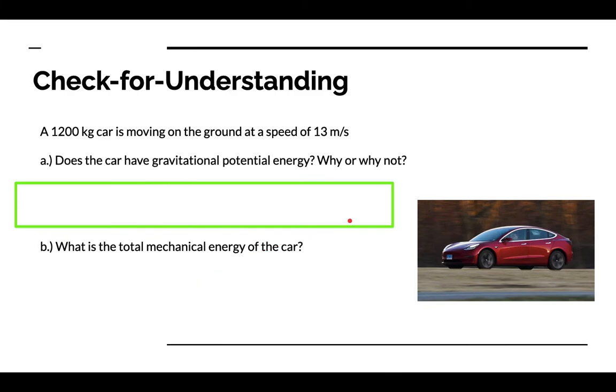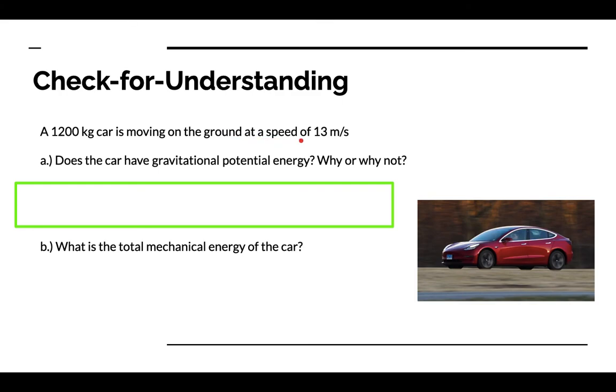So now let's do a check for understanding. A 1,200 kilogram car is moving on the ground at a speed of 13 meters per second. We ask A, does a car have gravitational potential energy? And we can assume that we're measuring from the ground. Some of the more astute people in the class might notice that we could choose to measure our heights from different objects, and that the potential energy in this case would depend on where we measure our height from. In this case, we're going to measure our height from the ground. So our car is on the ground, we measure our height from the ground.